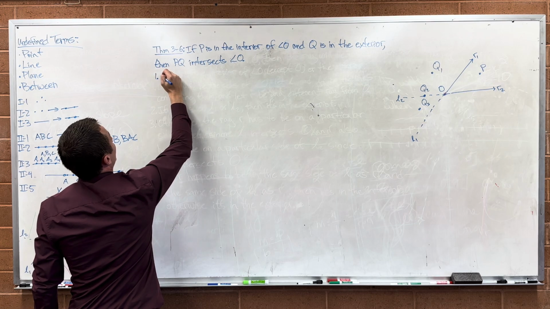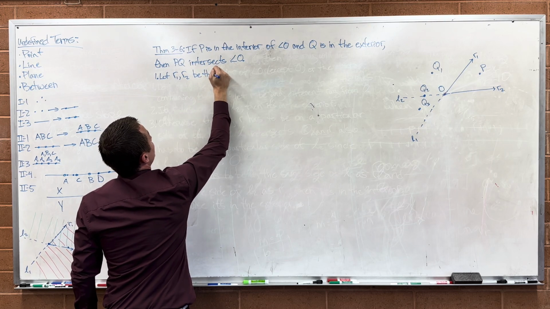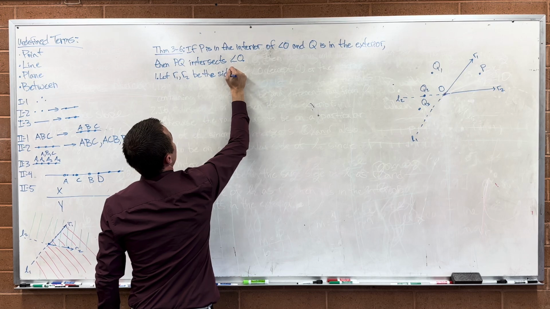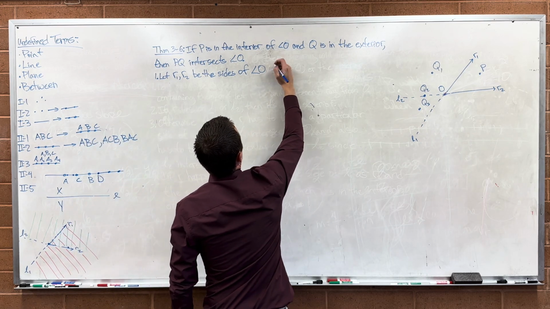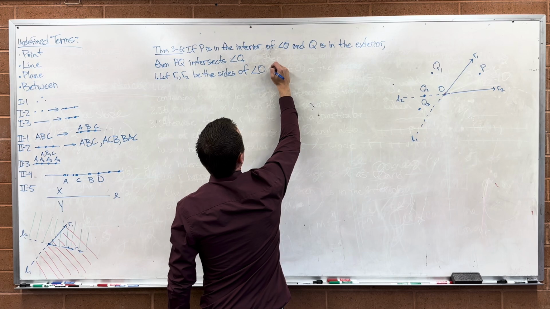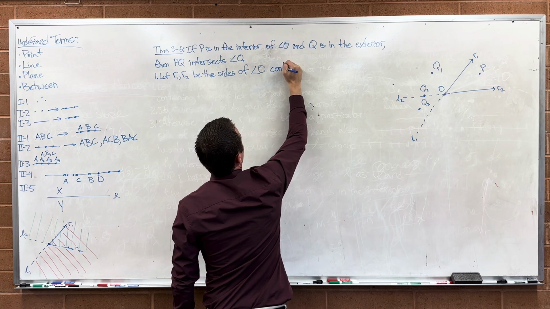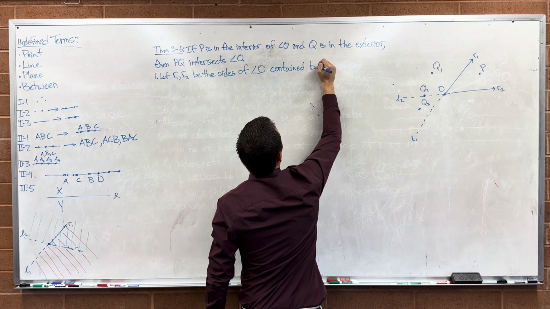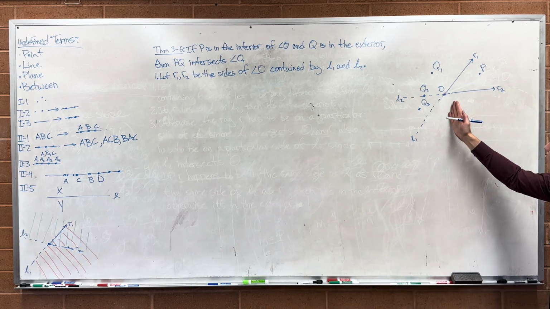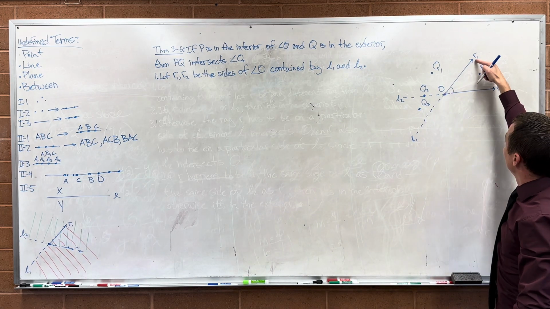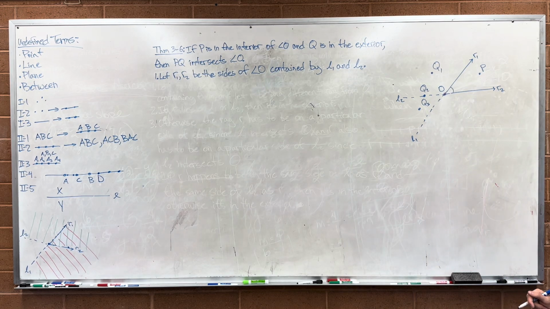So, set up our picture here. 1. Let R1, R2 be the sides of angle O, contained by L1 and L2. Just trying to describe the picture we have here. So I've got my angle O, which is right here. Its sides are R1 and R2, and they lie on line 1 and line 2. Okay.